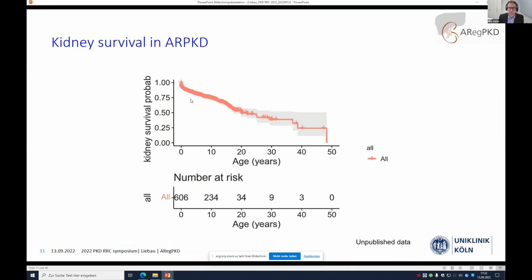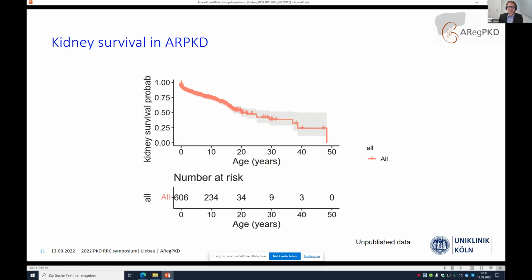So here, what we see is kidney survival in our overall cohort, and we define kidney survival really very strictly as the start of kidney replacement therapy, so either dialysis or transplant. And what we see is that, again, there is this steep decline in the first year of life, as expected, by the most severely affected children, the ones that for us as pediatric nephrologists really are a huge clinical challenge. And then there is this progression that is sort of continuous, and we end up with about 50% kidney survival by the age of 20.